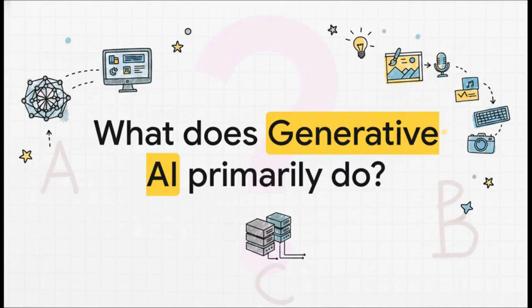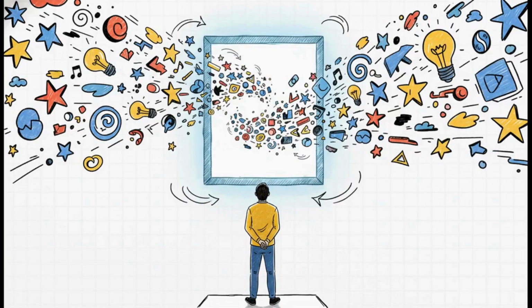To wrap up this explainer, let's distill everything back down to the core concept from our source material with a quick quiz. So, what does generative AI primarily do? Is it A, analyze data, B, generate new content, or C, store data? Take a second to lock in your answer. And the answer is B, generate new content.